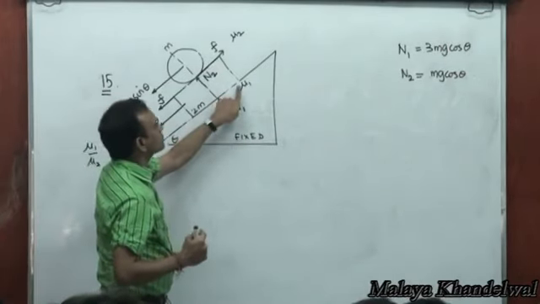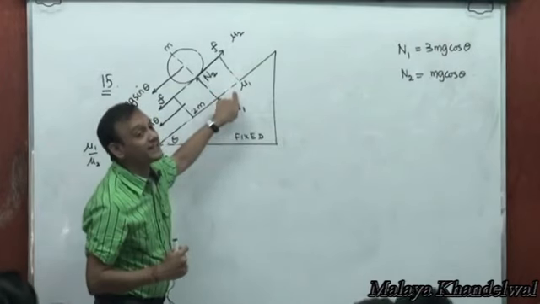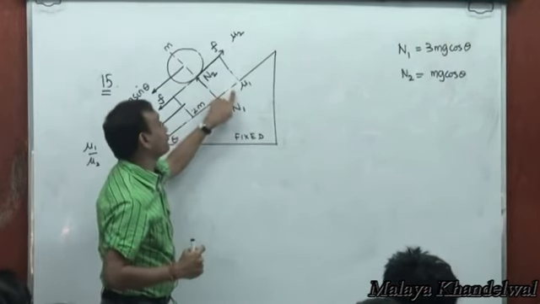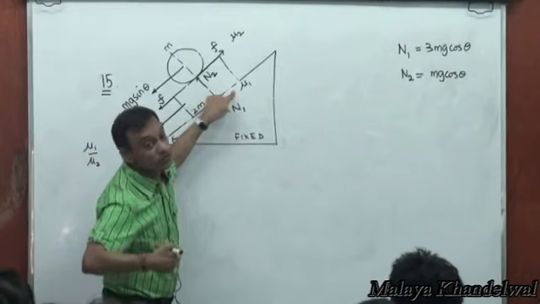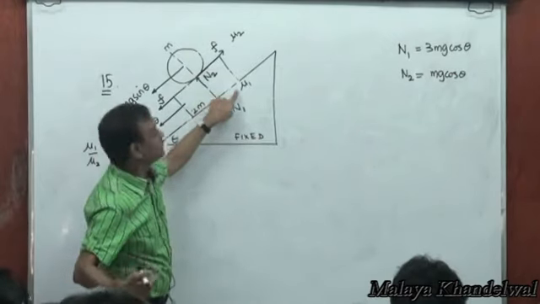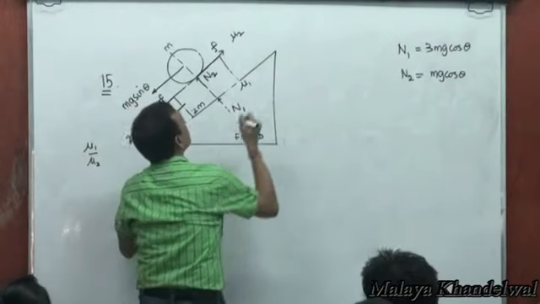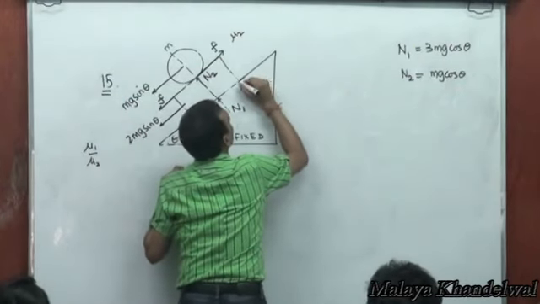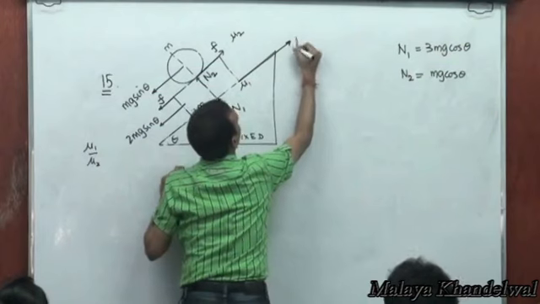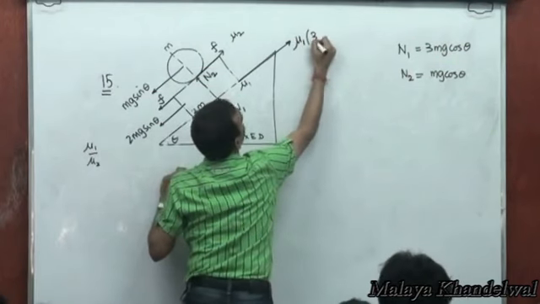Now, the plank actually slides on the inclined plane. So the nature of frictional force would be kinetic, which would be approximately maximum static, mu1 times N1. Mu1 times N1, that's going to be the frictional force. Mu1 times 3 mg cos theta.